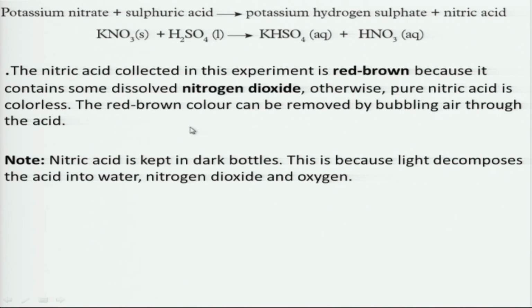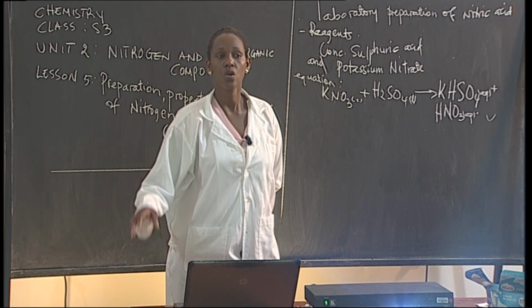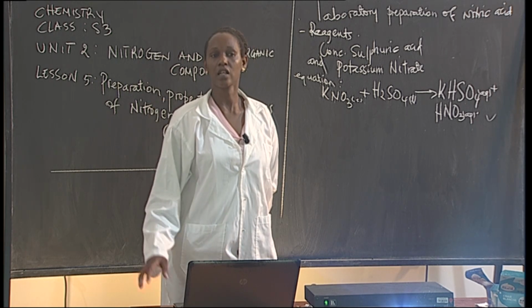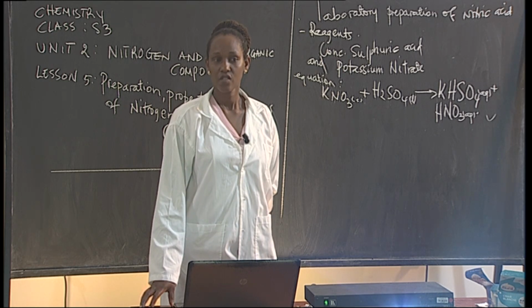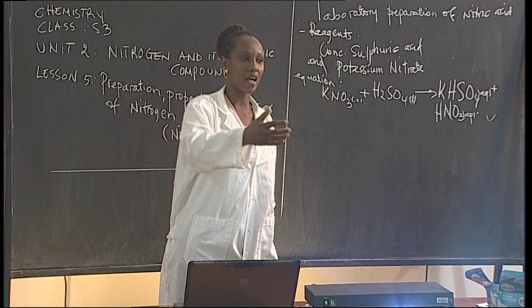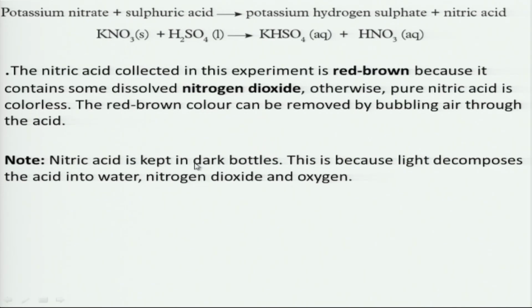All right? You note that nitric acid is kept in a dark bottle. Always and always in the laboratories, nitric acid is kept in dark bottles. The reason being that when light comes into contact with nitric acid, it decomposes to give out water, nitrogen dioxide, and oxygen. Get that? So always you will be seeing nitric acid kept in dark bottles.